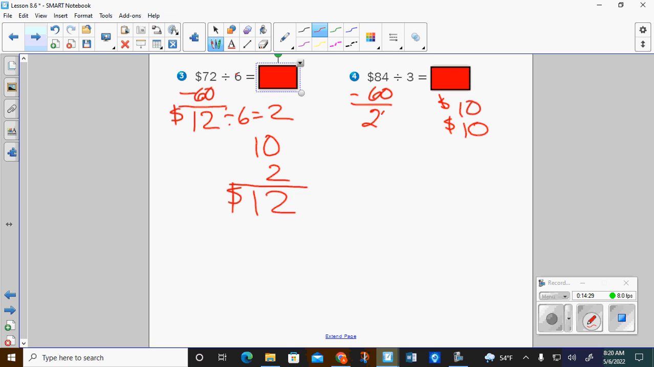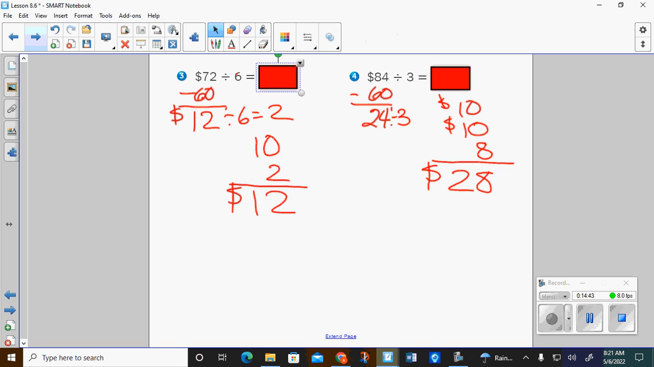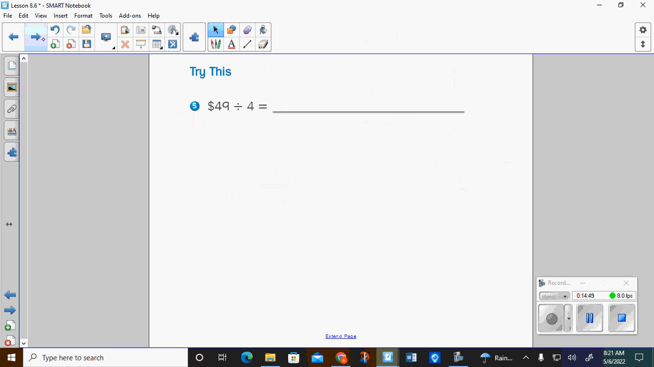So if I subtract that, I get 24 divided by my 3, which would give me 8. So each of them would get $8 more. So my answer here would be 28. All right, good job. This is one that just requires you to think a little bit.